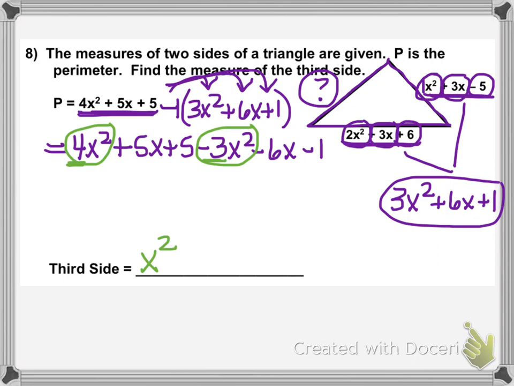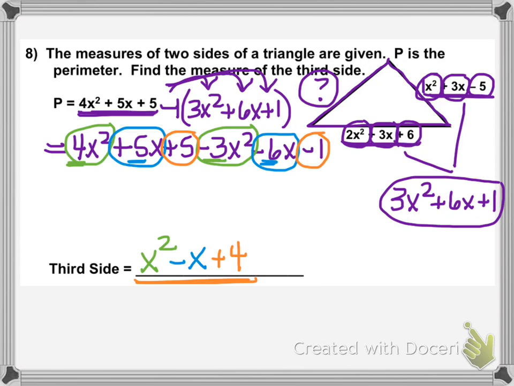All right, then we have our next terms. We've got a positive 5x and a negative 6x. When I combine a positive 5 with the negative 6, I get negative 1. I don't have to put the 1. I just need to make sure to put the negative. So negative x. And then lastly, we'll combine those two constants, which are positive 5 and negative 1, and those are going to combine to make positive 4. So as weird as this expression looks, that length represents the length of this third side of our triangle.